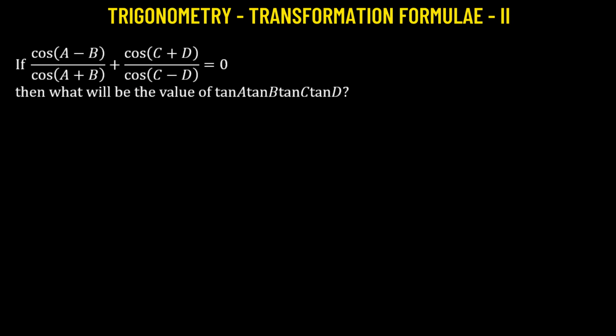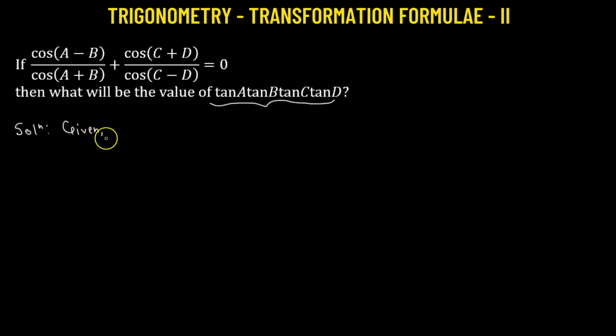So here it is given that cosine of (a minus b) over cosine of (a plus b), added to the ratio cosine of (c plus d) over cosine of (c minus d), equals 0. Then using this fact, we need to find the value of the product tangent of a, tangent of b, tangent of c, and tangent of d. So let us begin. We'll start with the given equation.